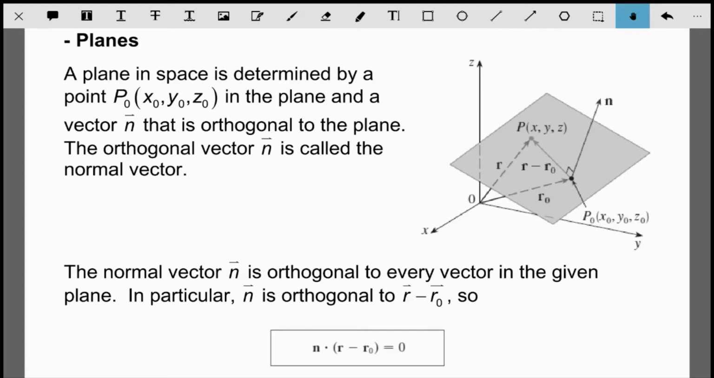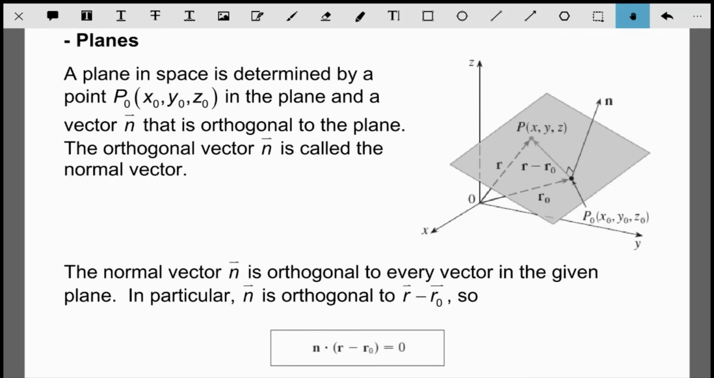Well, what we're going to do here is we're going to look at two different vectors. We're going to have some vector r that's in our plane, and then we're going to have some initial position vector r naught. So we're going from the origin to some point on the plane, and from the origin to a point that is the initial point for the normal vector. So you can see we've got x, y, z as our general point, and we've got x naught, y naught, z naught as that initial point for the normal vector.